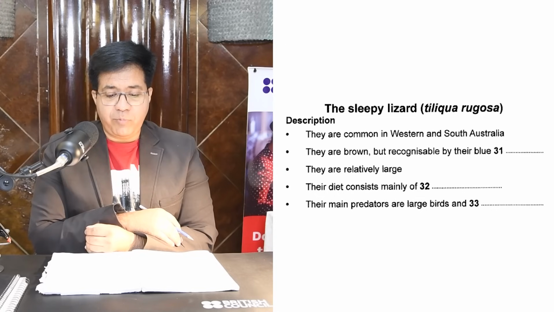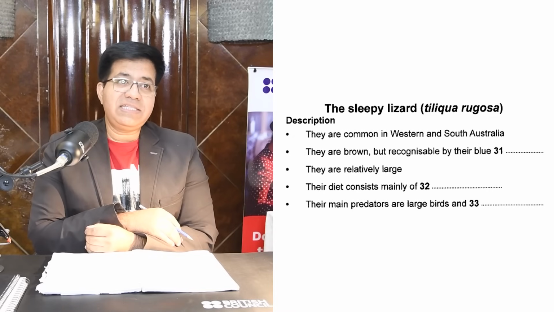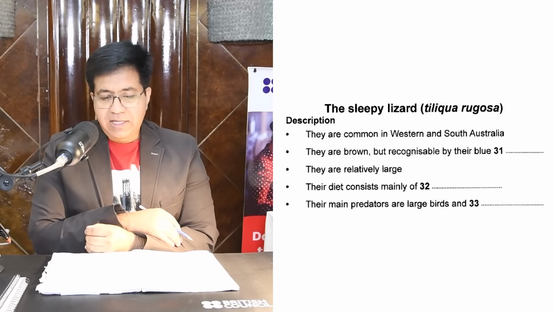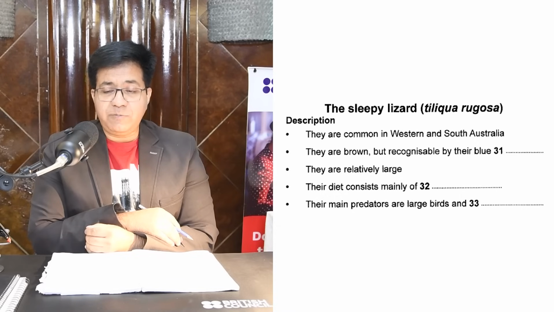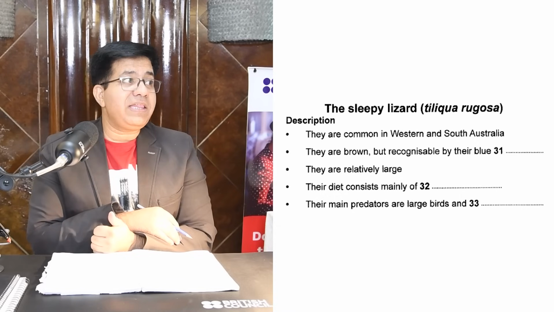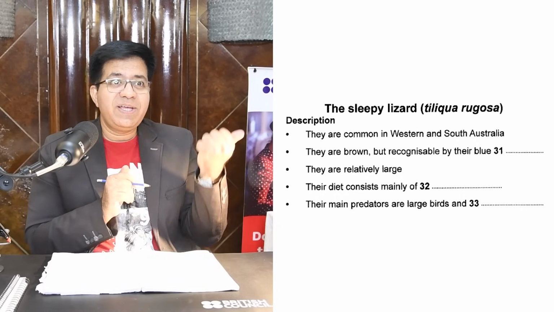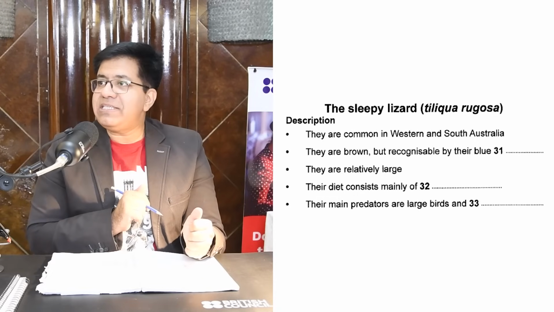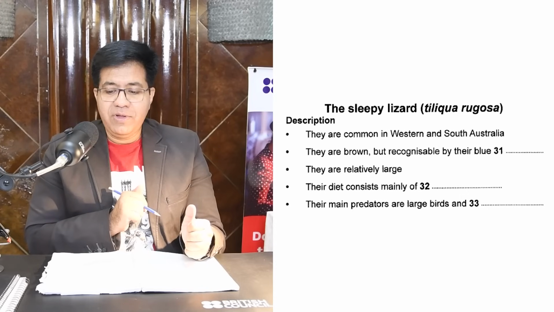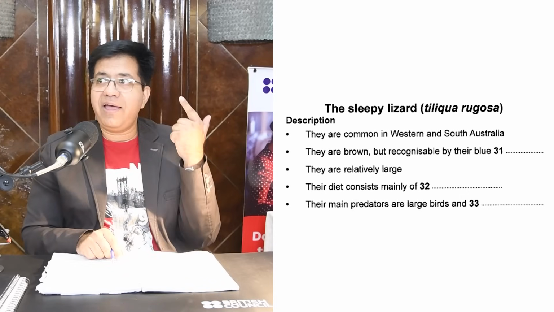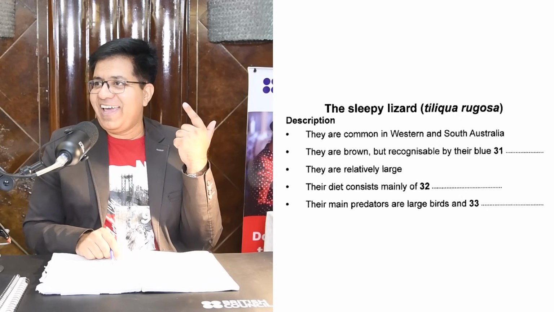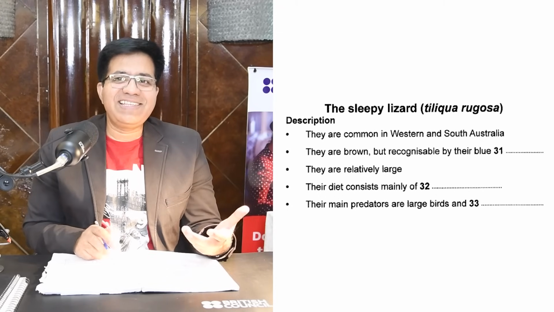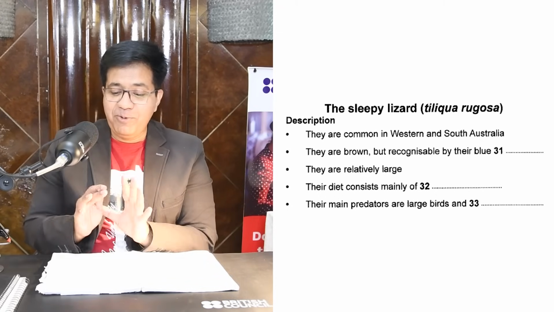Okay, second bullet point, they are brown. What do they mean by they? Lizards are brown, right? Yeah. Then they say, but recognized by their. What do they mean by their? Lizards' blue, dash. Now, one part of lizard's body is blue. Maybe lizard has got blue eyes. Beautiful ones, okay? So let's see what thing is blue actually.